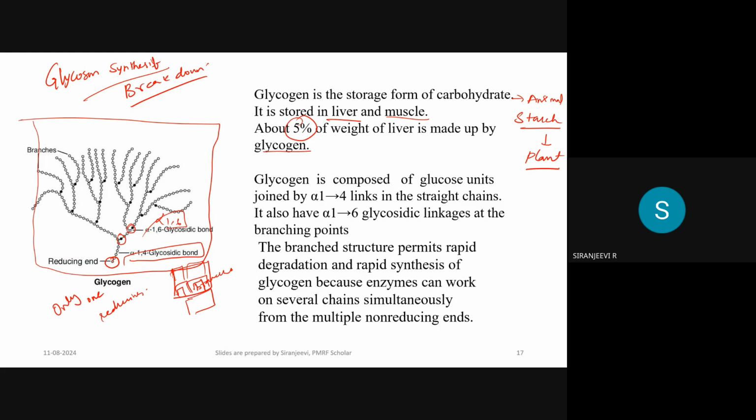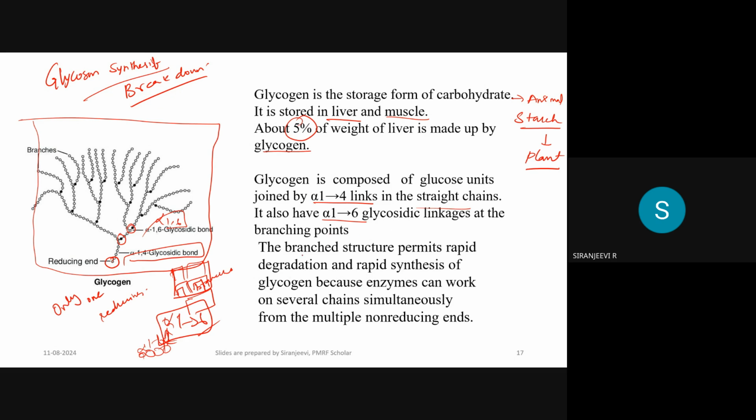Between single bricks, between glucoses, we will have alpha 1,4 linkage. Whenever a branch is happening, then we will see alpha 1,6 linkage. Okay. So glycogen is composed of glucose units joined by alpha 1,4 links in the straight chains, and it also has one alpha 1,6 glycosidic linkage at the branching points.